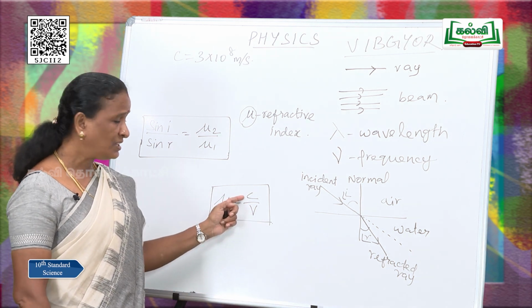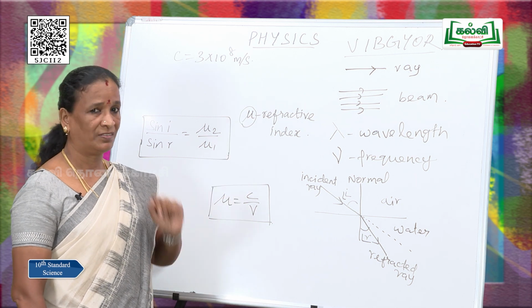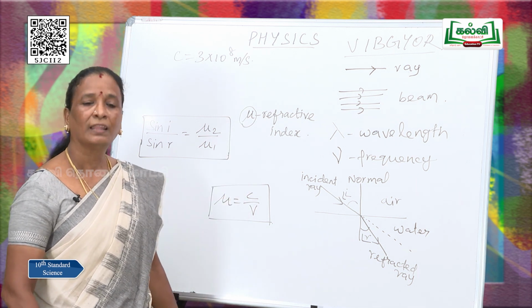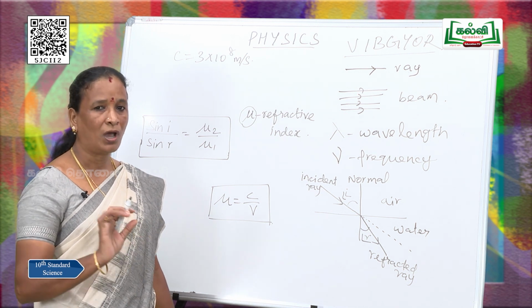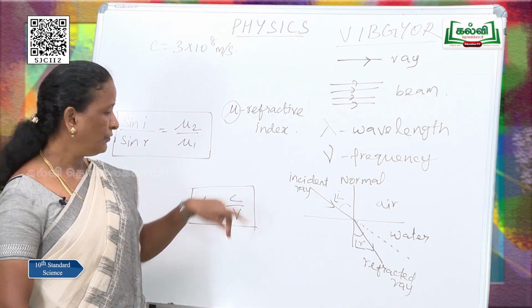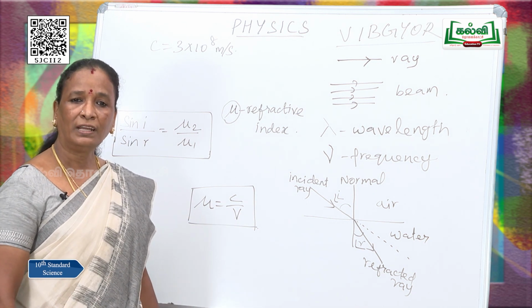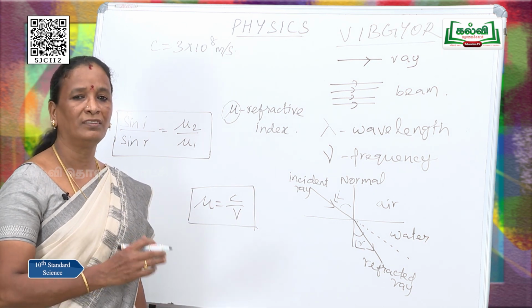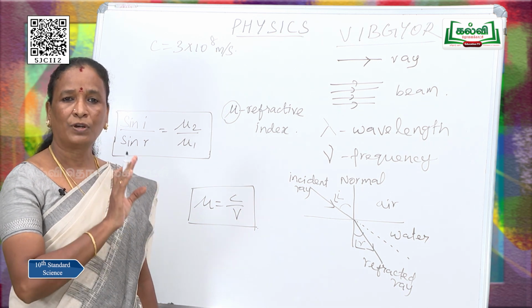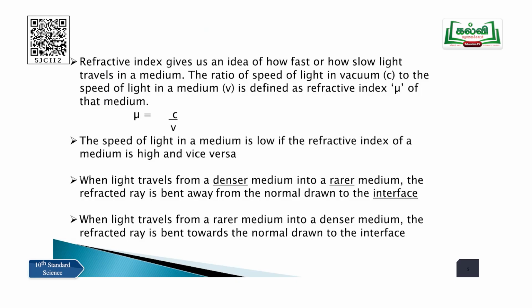Already we have seen C, the value of C, in the properties of light. What is C? C is the speed of light in vacuum or air. Here, what is V? V is the velocity of light in that particular medium. For example, if light is refracted from water to glass, V is the velocity of light in the glass medium. Next, the speed of light in a medium is low if the refractive index of the medium is high, and vice versa.